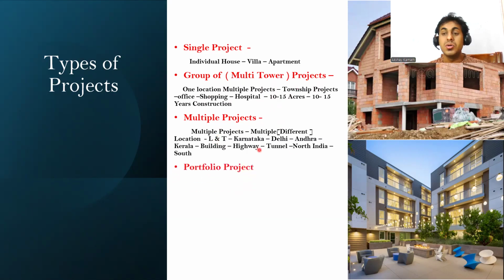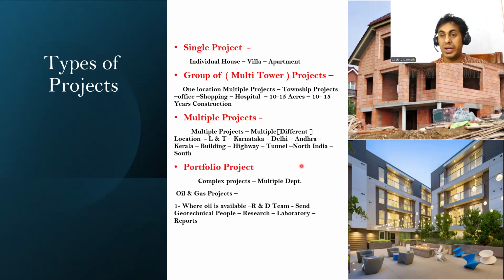The last one is called a portfolio project. These are complex projects where multiple departments are involved. For example, oil and gas projects come under portfolio projects. First, to understand where the oil is available, that itself will require a lot of time. So first you deploy an R&D, research and development team. They will deploy geotechnical engineers. These geotechnical engineers will identify exactly where you're going to get the crude oil.